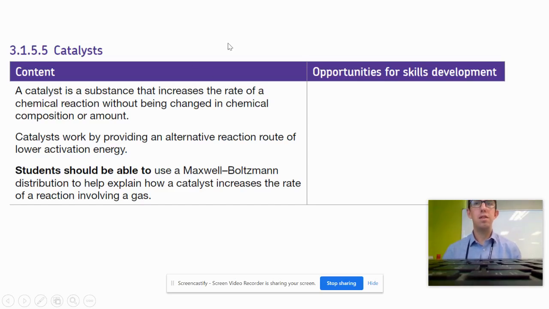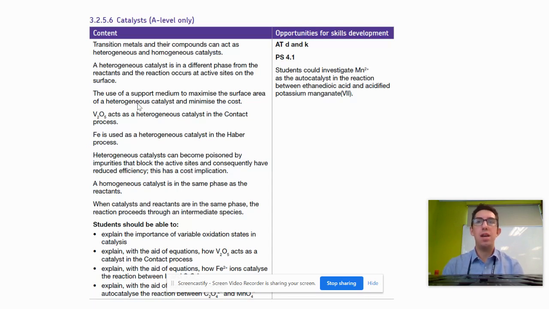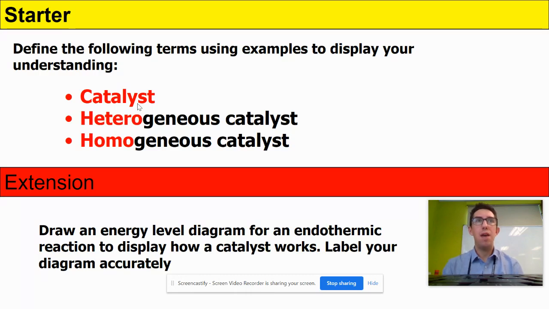Hi guys, so this lesson's on catalysts. This is what you should know from year one on catalysts. Have a read, pause the video. And this is what we're going to look at for year two. So there's a lot of stuff here, but actually a lot of it is very quick recall stuff. So have a read of the starter, pause the video.